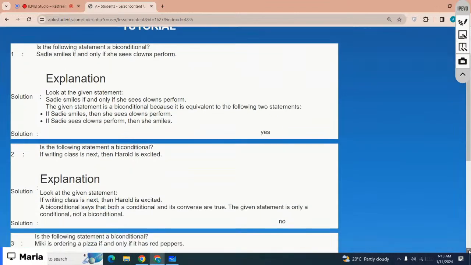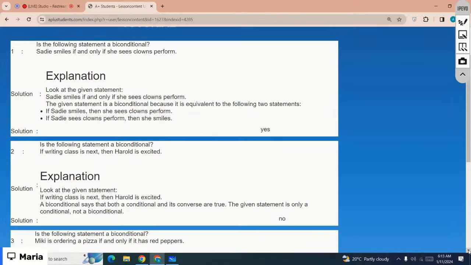The second one: is the following statement a biconditional? If writing class is next, then Harold is excited. This is an if-then statement, so this is not a biconditional. A biconditional says that both a conditional and its converse are true. This is only a conditional, not a biconditional.